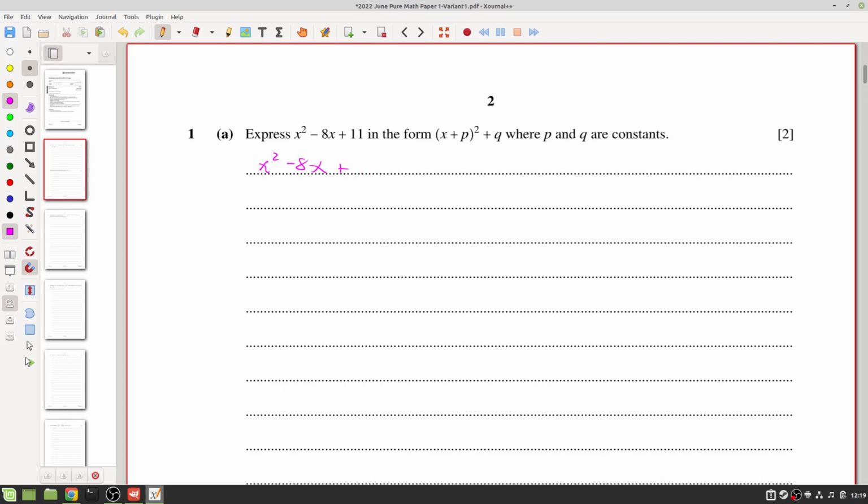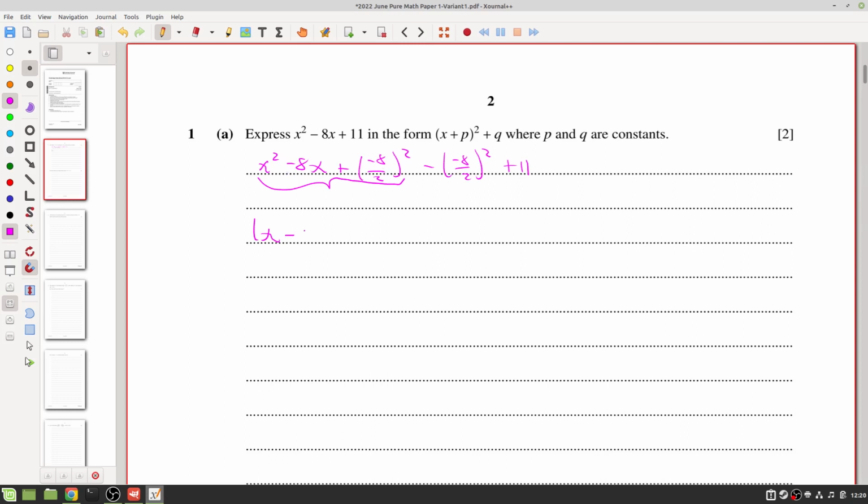So half of negative 8, squared. Let me just write it like this, so we can see what's going on. Half of negative 8 squared, and then we're going to subtract that again, half of negative 8 squared, so we don't change the value of anything, and we still add our 11. And now the reason we do that, hence the name completing the square, is that this part makes a perfect square now, so that we can factorize into x minus, and then this value in the bracket.